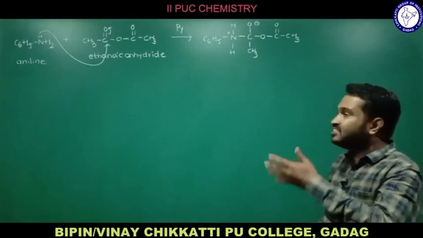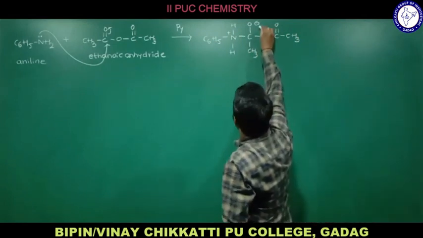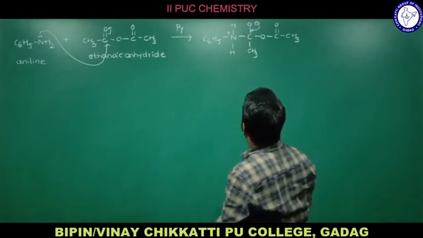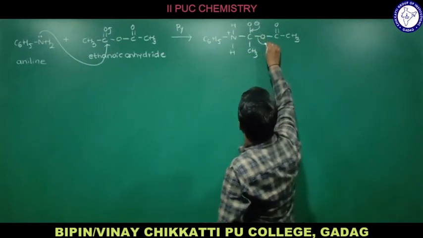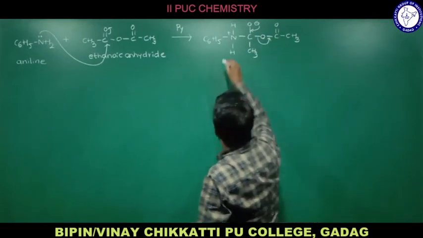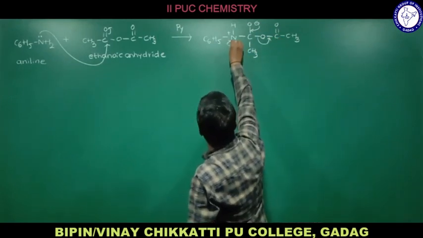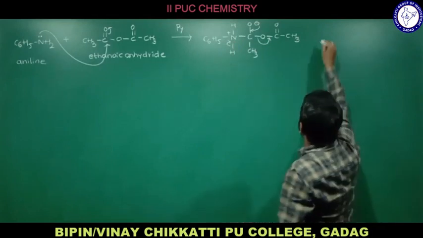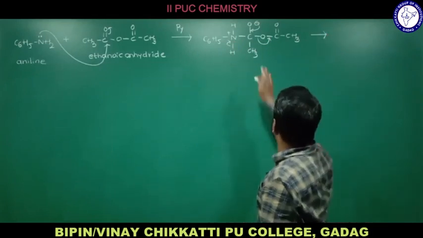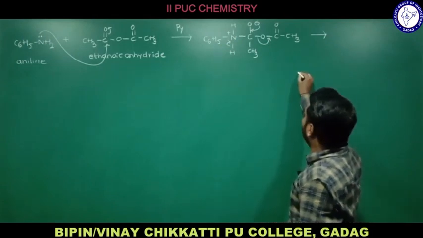Then the next step, what happens? This electron is going to shift in this manner, and the leaving group has to be considered, and this is a very good leaving group, and the bond electron is going to shift over here, and out of these two, one hydrogen is going to get removed over here. So now after this, what product are we going to get here? Now the product I am going to write here. Just observe how we are going to get it.